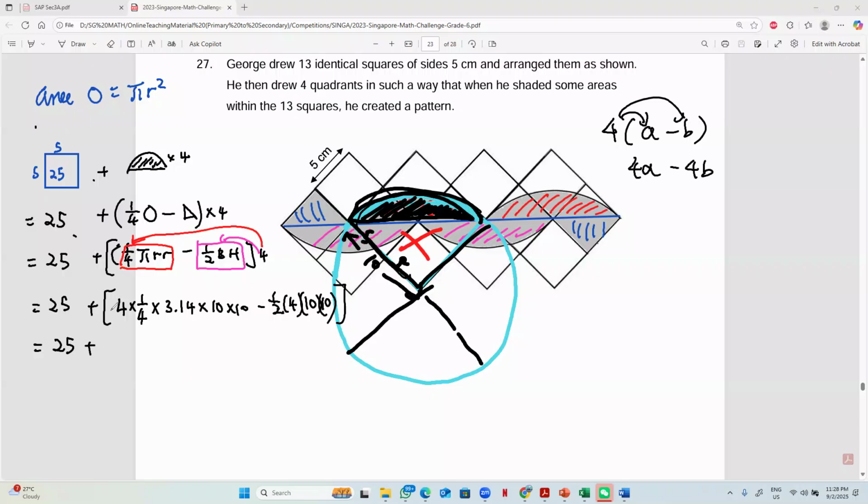So let's do the simplifying. 4 divided by 4, I left 1. And this will give me 100. So 3.14 times 100, I will have 314. And for this part, half of 4 is 2, so 2 times 100 is 200. So I'm going to minus the 200. Hence, I have 25 plus 114, so my answer is 139 square centimeters. Ta-da! So this is how we solve this question.